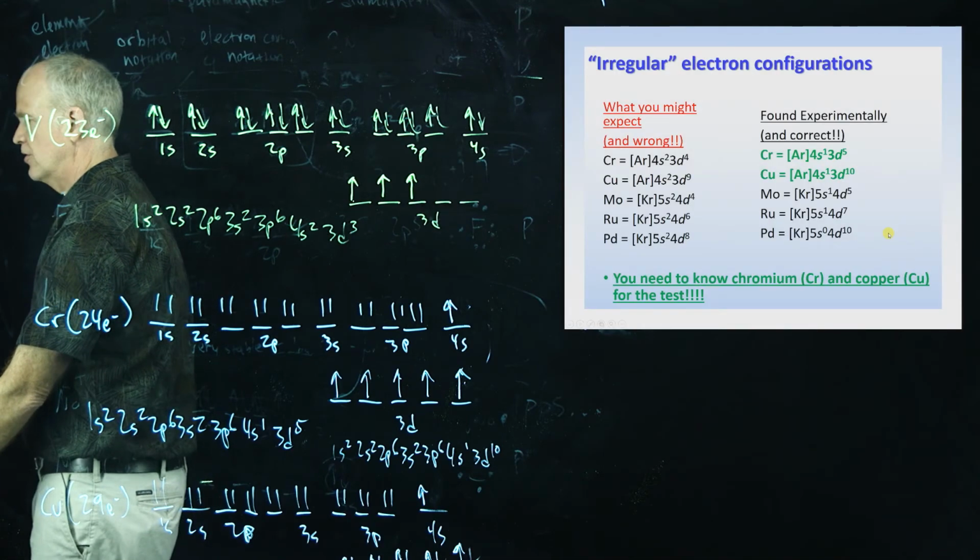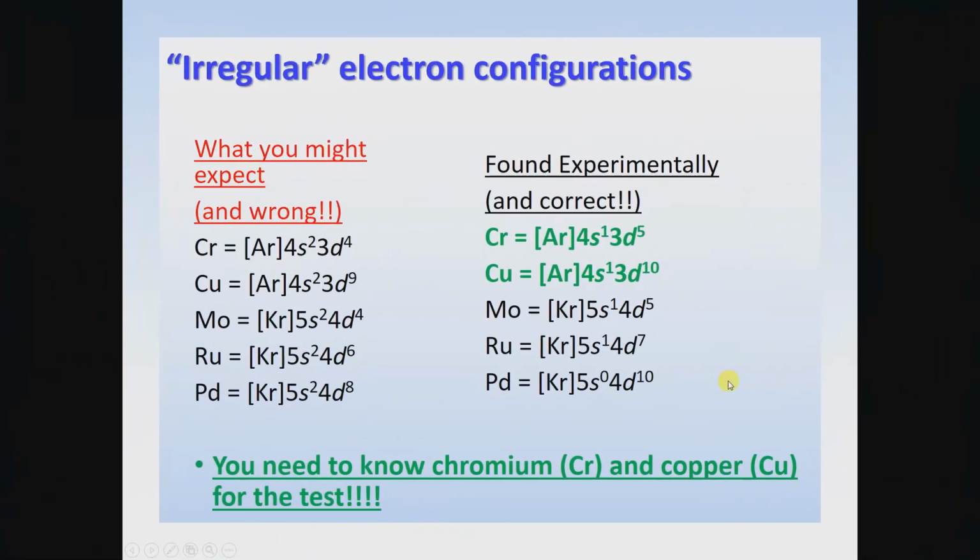Okay, so there are a couple other things here that I want to mention about these irregular electron configurations. The ones I just went over were chromium and copper. So this is the normal configuration, or what you would expect for chromium, but it's not right. And this is the true configuration of chromium, which I went over on the board. Here is copper's configuration that you might expect, but it's wrong. This is the true configuration.